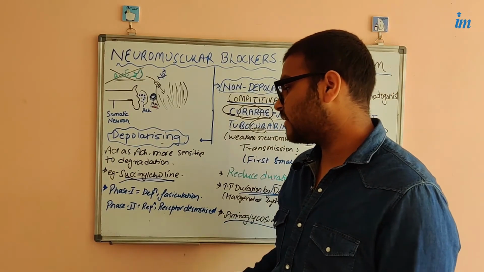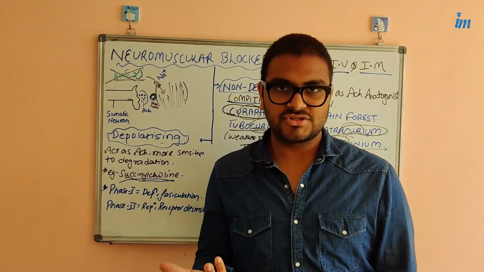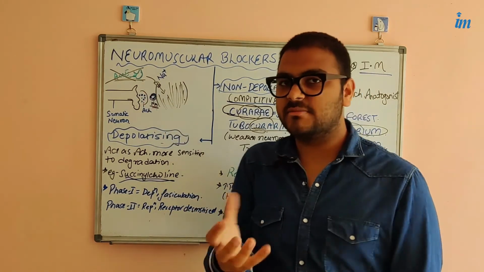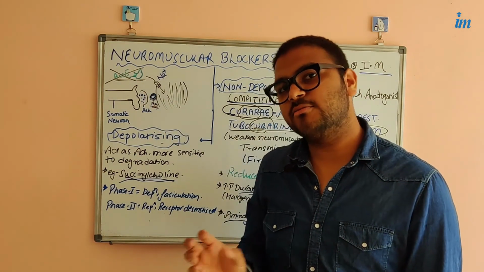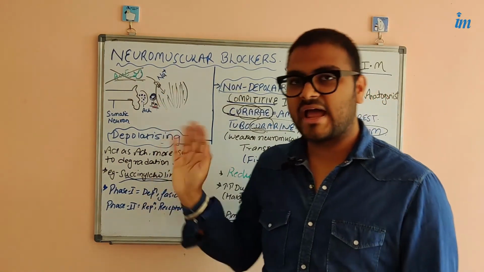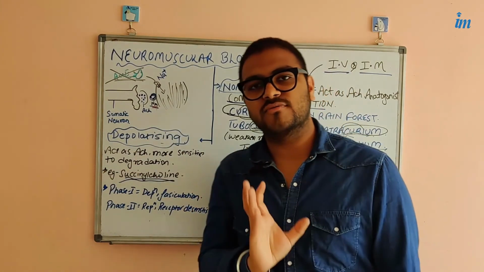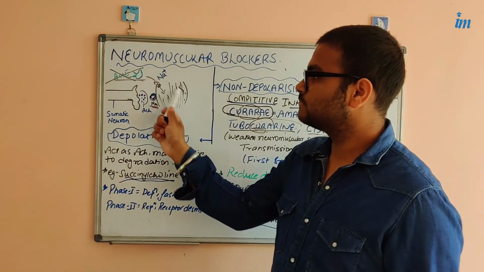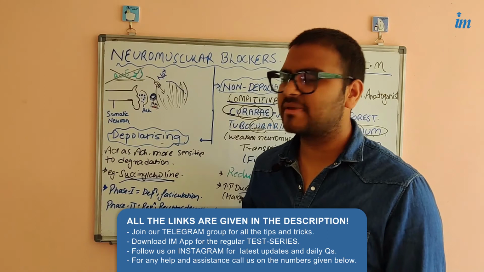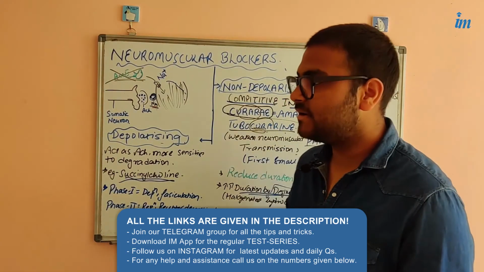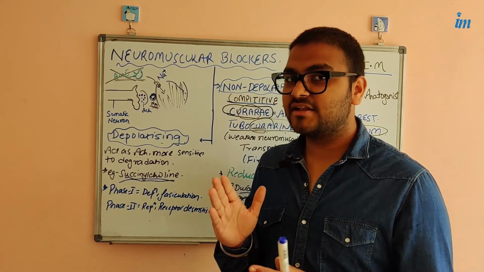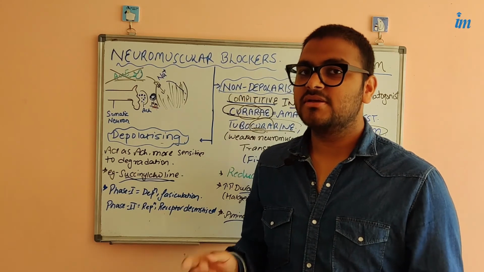So what happens in the second phase? The muscle undergoes repolarization, because first, when succinylcholine bound to the receptor, the muscle first depolarized. After the muscle depolarized, fasciculation was produced. After some time, what will happen? The sodium channels will close and the potassium channels will open, and because of the opening of the potassium channels, the charges will go out and repolarization will be produced. What does repolarization mean? The muscle is relaxed now, and succinylcholine is degraded by the enzymes.